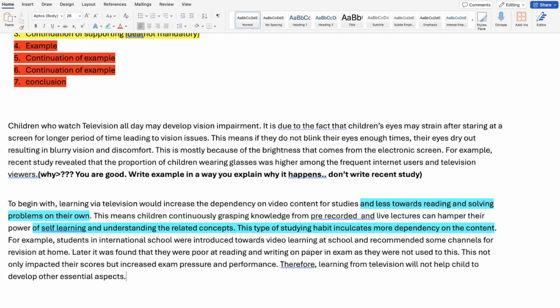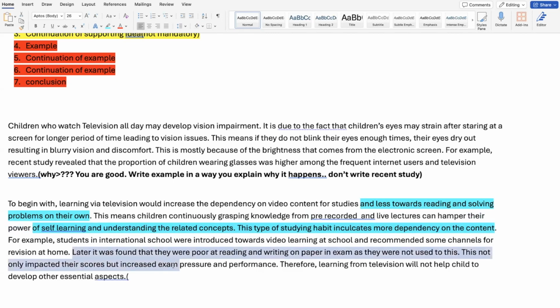No, may not be a great idea. Dependency on video content for studies and less towards reading and solving problems on their own, which was not clear for sure. In the first line, you could have written, they'll not be able to read and write effectively. Children grasping knowledge from pre-recorded video can hamper the power of self-learning. This was not clear. Understanding the concepts, it will be very clear, right? When they show pictures, it's not clear what you wrote. Inculcates more dependency on the content.